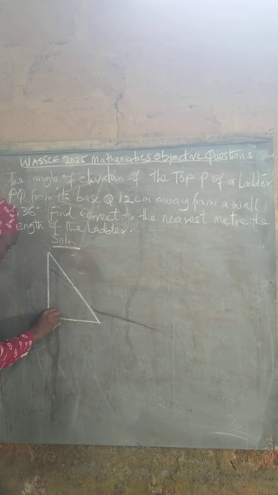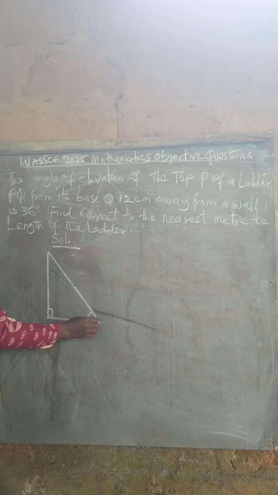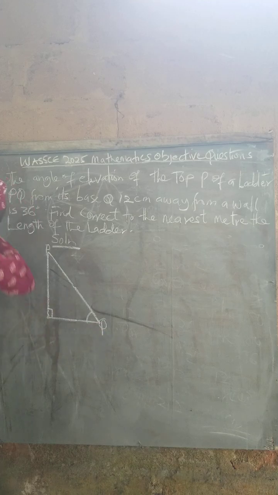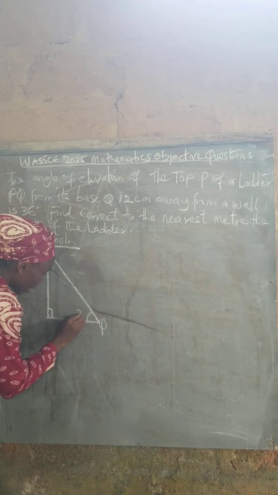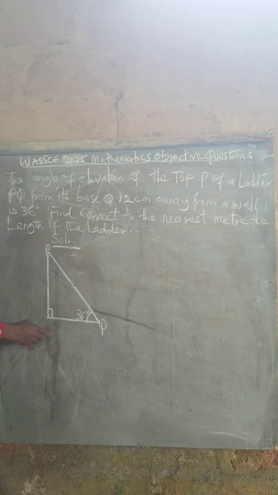So I have an angle here. Now, this is the angle of what? Elevation. Remember I said there is a horizontal and then up. So this is the ladder and this is the angle of elevation, 36 degrees. Now the wall will always make an angle of 90 degrees with the horizontal. So the wall is perpendicular to the horizontal, and that is 90 degrees.